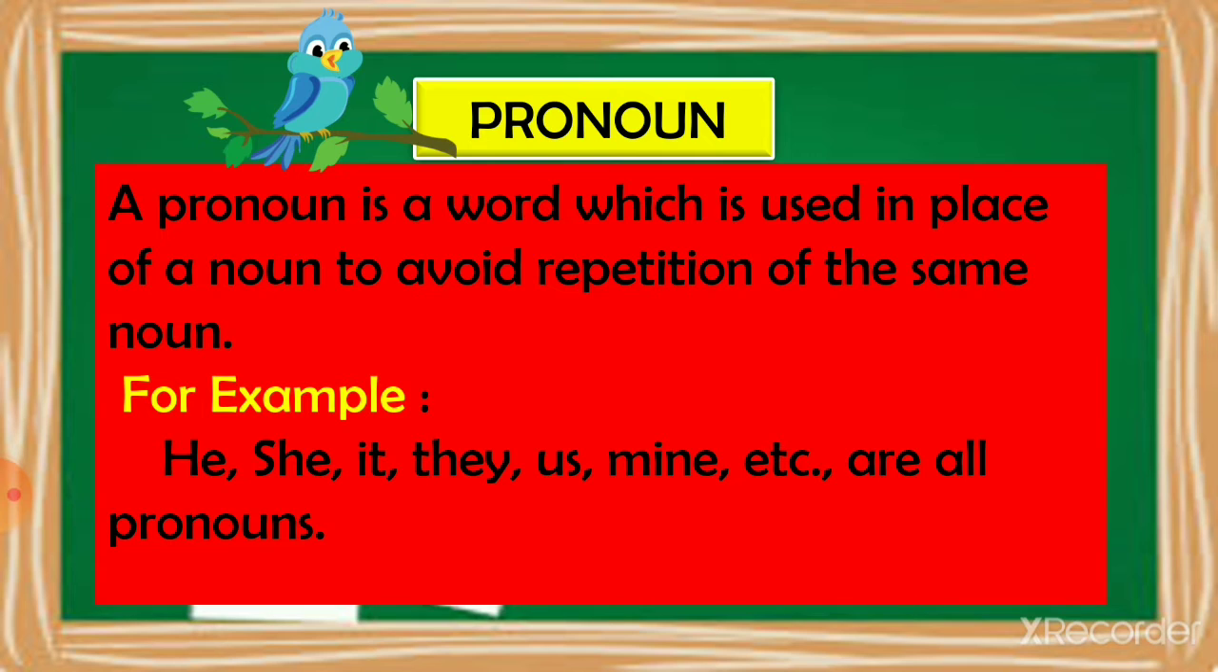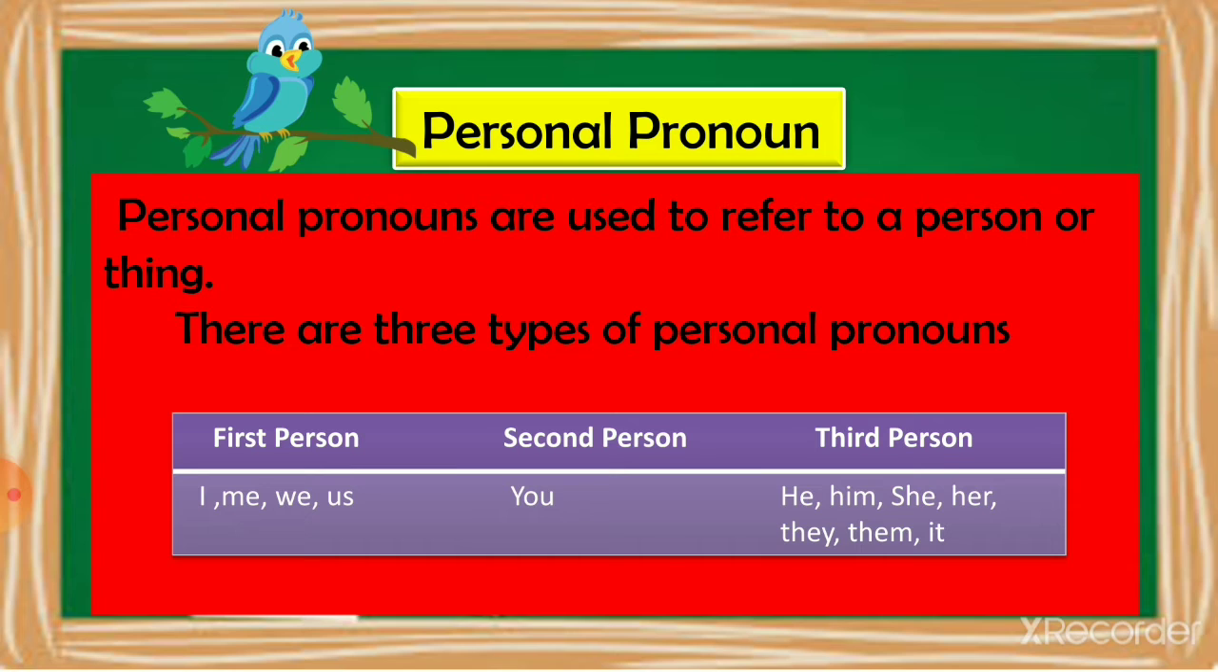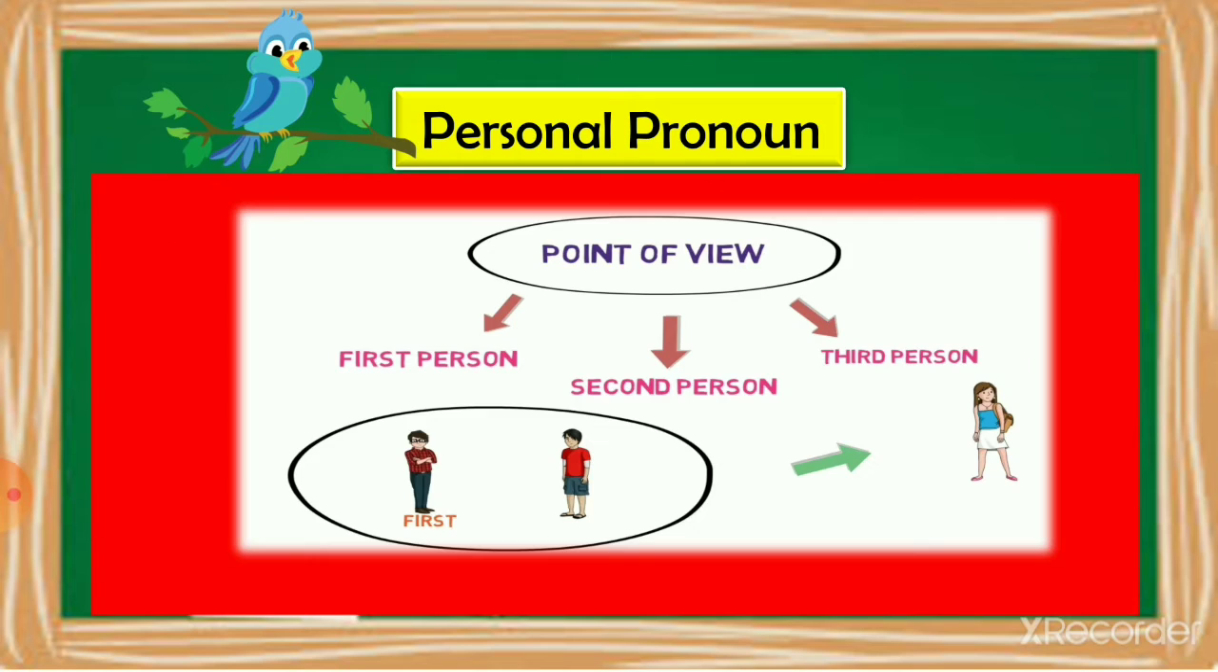In this chapter, we will be learning about kinds of pronouns. So, the first type of pronoun that we will be learning is the personal pronoun. Personal pronouns are used to refer to a person or a thing. There are three types of personal pronouns: first person, second person, and third person. In English, the personal pronouns are divided according to the point of view.